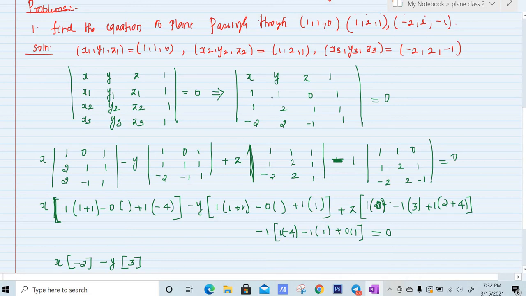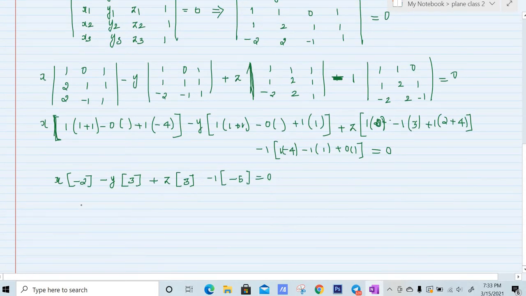Let's check here. So expand y. Okay, right. So this will be plus z into, this will be 6 minus 3 is 3, minus 1 into, this will be minus 4 minus 1. So minus 4 minus 1 will be minus 5 is equal to 0.